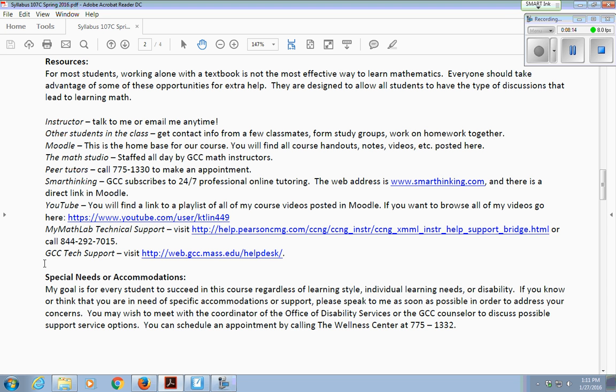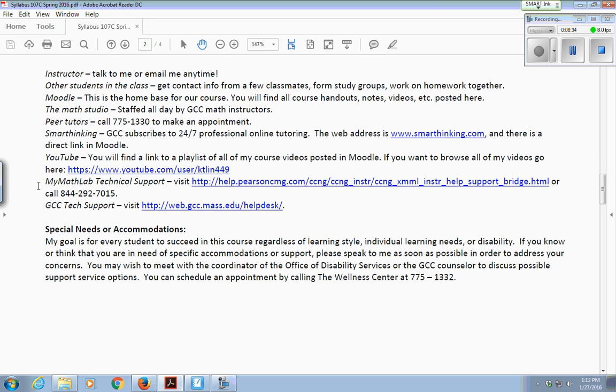So the Math Studio right across the hall is staffed all day by GCC math instructors. It's a great resource. If you want just a place to sit and do your homework, there's several computers in the corner so you can work in there. And everyone who works in there will be able to answer your questions. The peer tutors are also a great resource. Just call and make an appointment. It's free. Smart Thinking is online tutoring. It's available 24 hours a day and 7 days a week. So if you're studying the night before a test, you can get a question answered in the middle of the night if you need to.